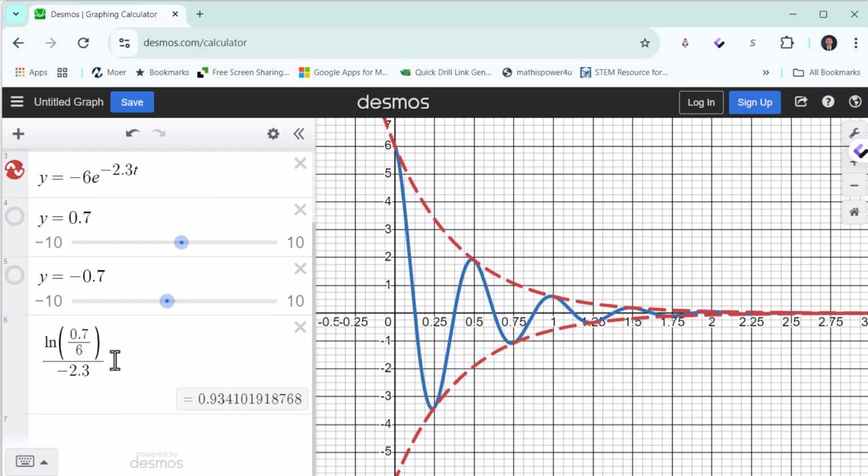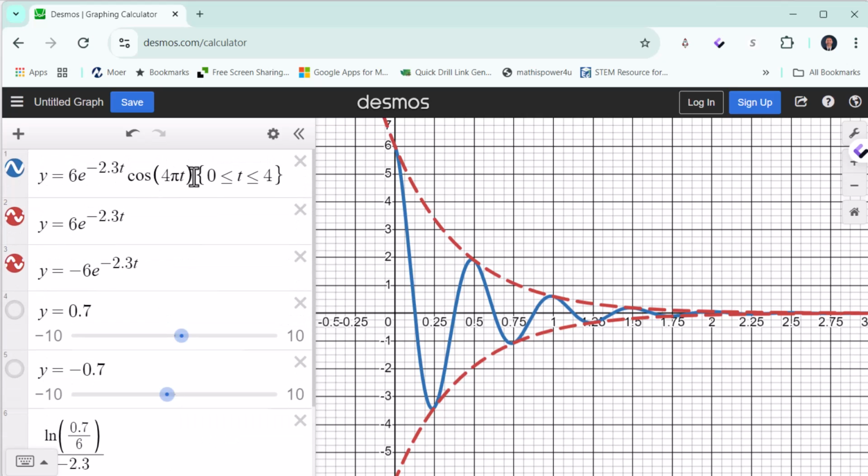On the left, I've already entered the quotient, which is approximately 0.93. If we take a look at the graph, I've already graphed the damped harmonic motion function from 0 to 4 seconds, as well as y equals 6 times e to the power of negative 2.3t, which is the red dashed curve above, and y equals negative 6 times e to the power of negative 2.3t, which is a dashed red curve below. I'm going to go ahead and turn off the damped harmonic motion, as well as y equals negative 6e to the power of negative 2.3t, and I'm going to turn on y equals 0.7.